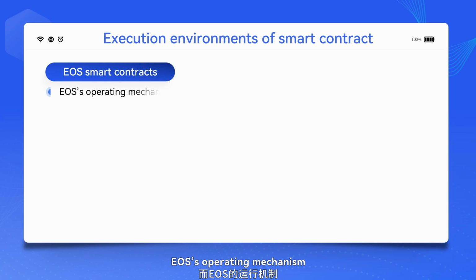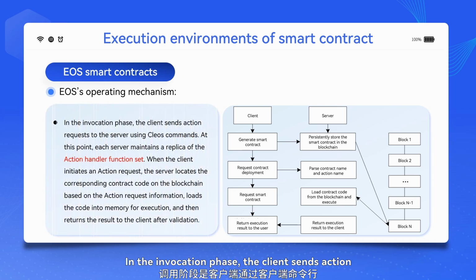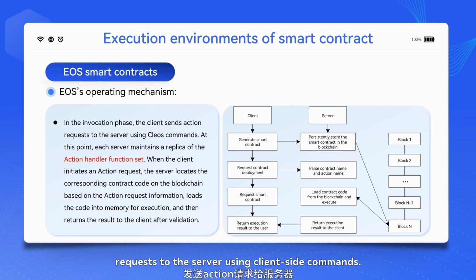EOS's operating mechanism is actually composed of a series of actions, where each action represents a contract clause. During deployment, the contract code is sent to the server through client-side commands. In the invocation phase, the client sends action requests to the server using client-side commands.